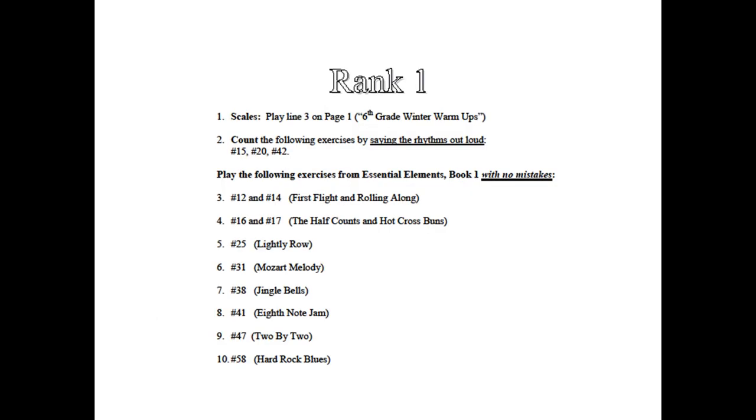Here's an example of one of my ranks. This is rank 1, and it says play line 3 on page 1, 6th grade winter warm-up. What that is, is a scale, just a B-flat scale, and for the clarinets, it doesn't go above the break, and it goes in whole notes. A couple of easy counting of half notes and whole notes there for point number 2, and then some of the major songs in Essential Elements from pages 4 to 12, covering eighth notes, half notes, whole notes, and the kids have to count these things until they master them, and then they're able to sight read at a beginner level.